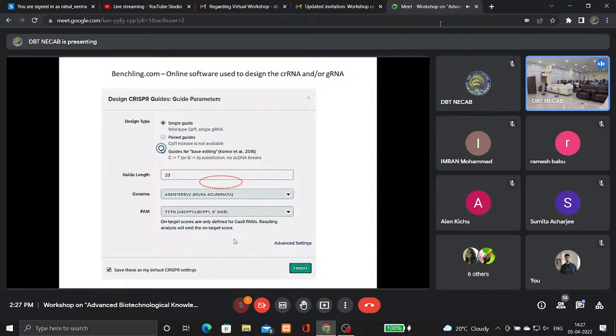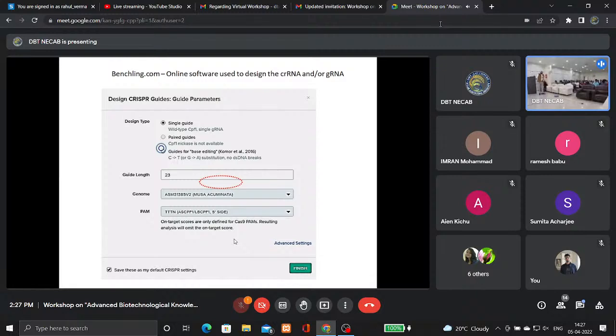So once we isolated the gene, we cloned the gene and sequenced the gene. After doing all that, we now need to design the guide, which particular sequence I will be using to make the single guide RNA. For designing any guide RNA for genome editing, I use the very user-friendly Benchling.com. This is a very good software which you can use for designing your CRISPR RNA or guide RNA.